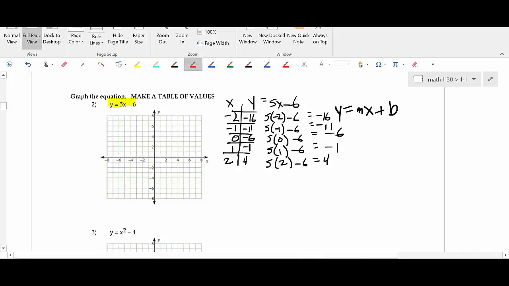So let's do the ones that fit. Okay, you could do 0, -6. So that's down there. You have 1, -1, over 1, down 1. Then you have 2, 4, over 2, up 4. And then just connect those like that. That one is a straight line.